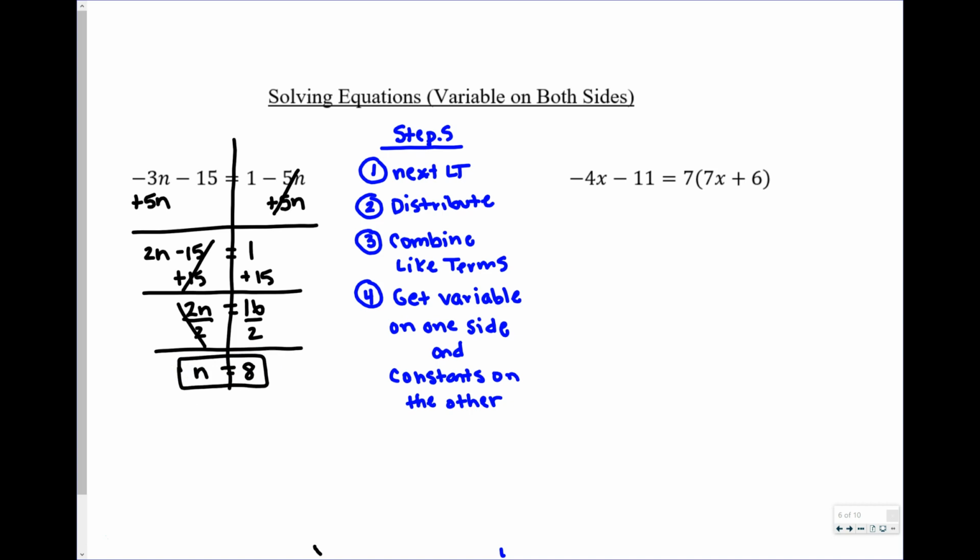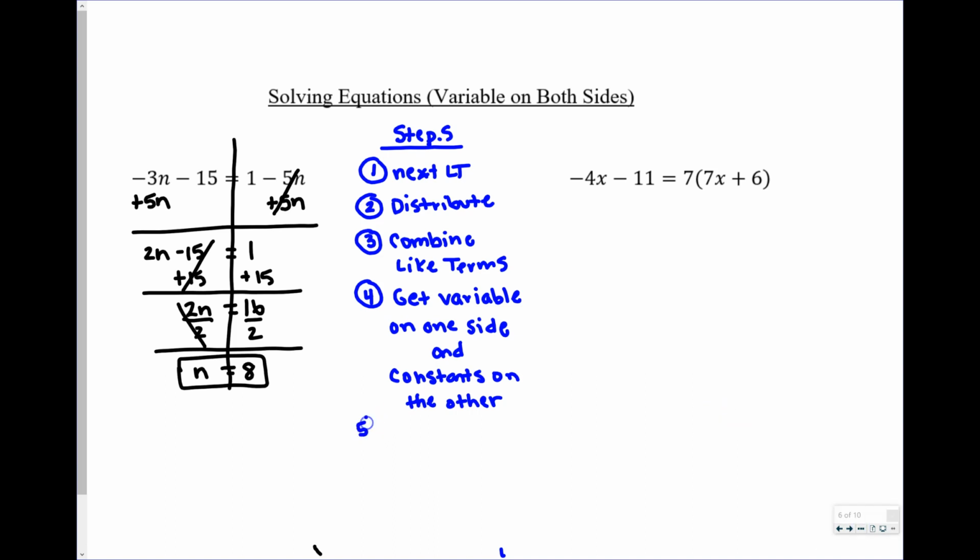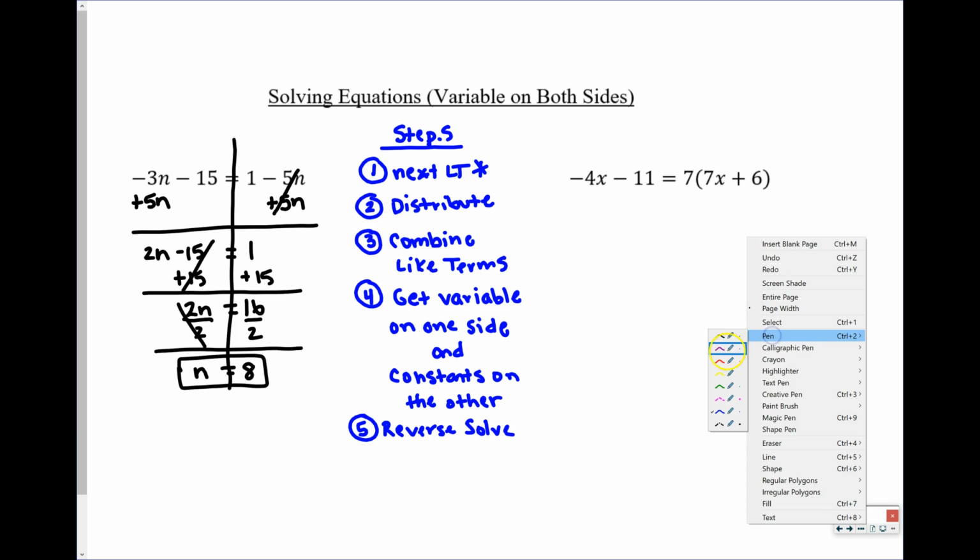Cool. I followed my steps. I'll even put on here for your step 5 is then to just do the reverse solving like we talked about in the beginning. And these steps will work for all of your equations. This number 1, that's going to come later, so we can skip that step for now, but I want to make sure you know there is a step before the rest of this. So now let's try the next problem.